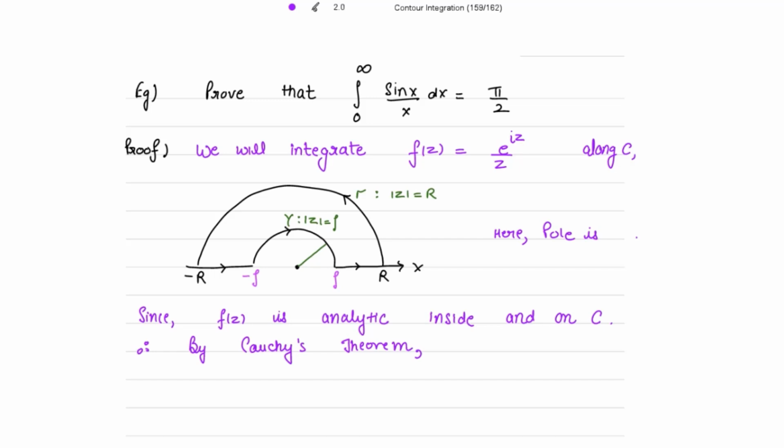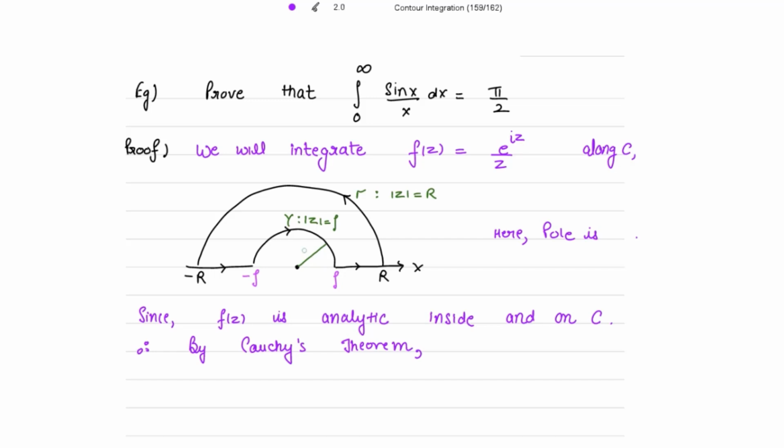Now the contour is changed, right? Here I have the contour consisting of the real axis from rho to r, and then the semicircle tau in the upper half plane from positive r to negative r, then the real axis from negative r to negative rho, and the semicircle gamma, that is mod of z equal to rho, in the upper half plane from negative rho to positive rho. This is the complete contour I have.